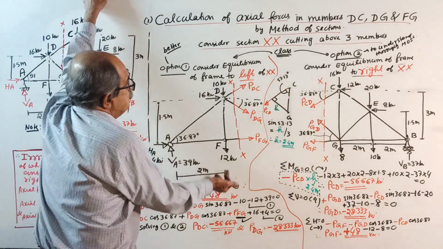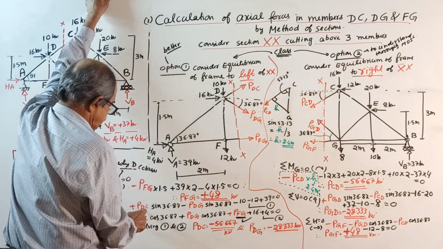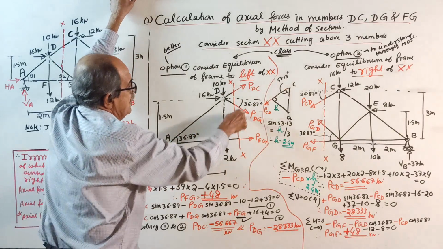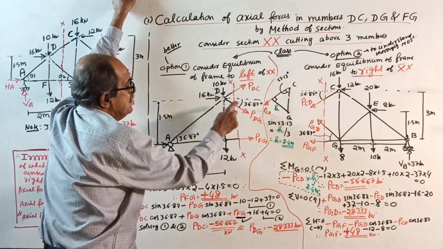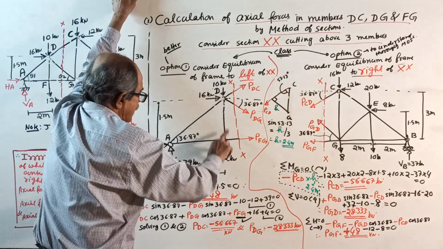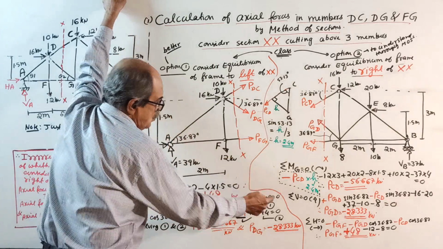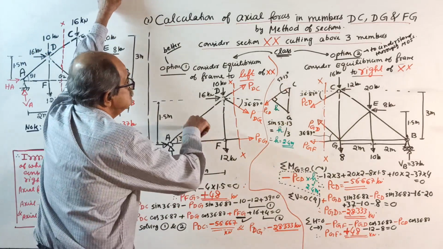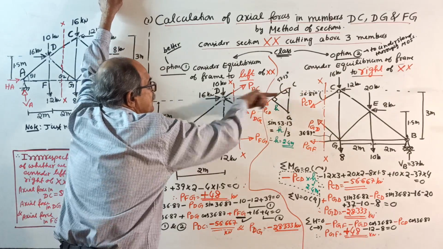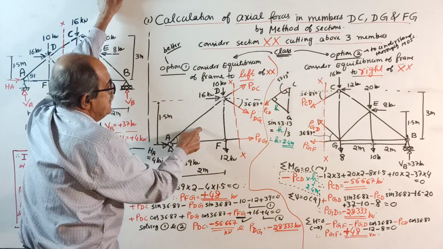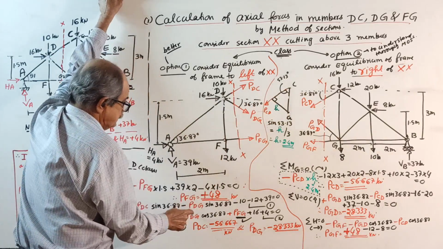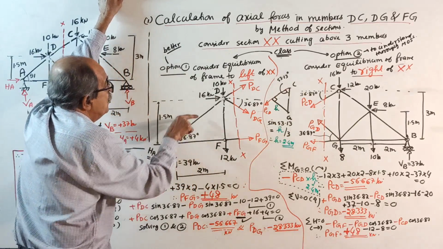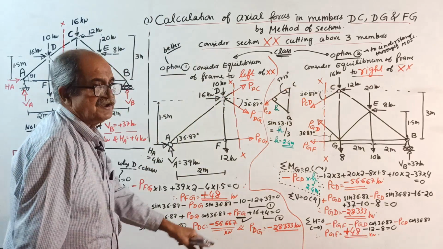Sigma V equals 0, take upward positive. Which one first? PDC. Plus PDC sin 36.87 minus PDG sin 36.87 minus 10 minus 12 plus 39 equals 0. Equation number 1. Then sigma H equals 0, right side positive: plus PDC cos 36.87 plus PDG cos 36.87, then plus PFG plus 4 plus 16 equals 0, equation number 2.